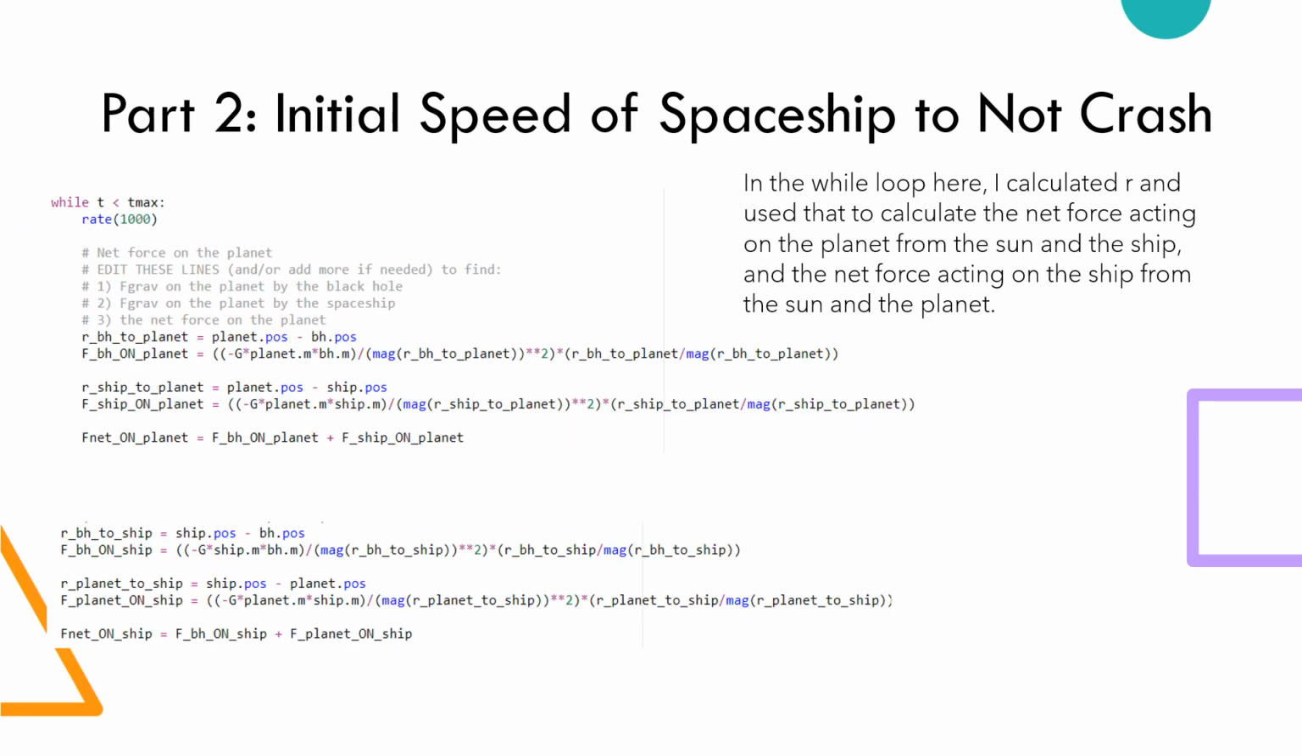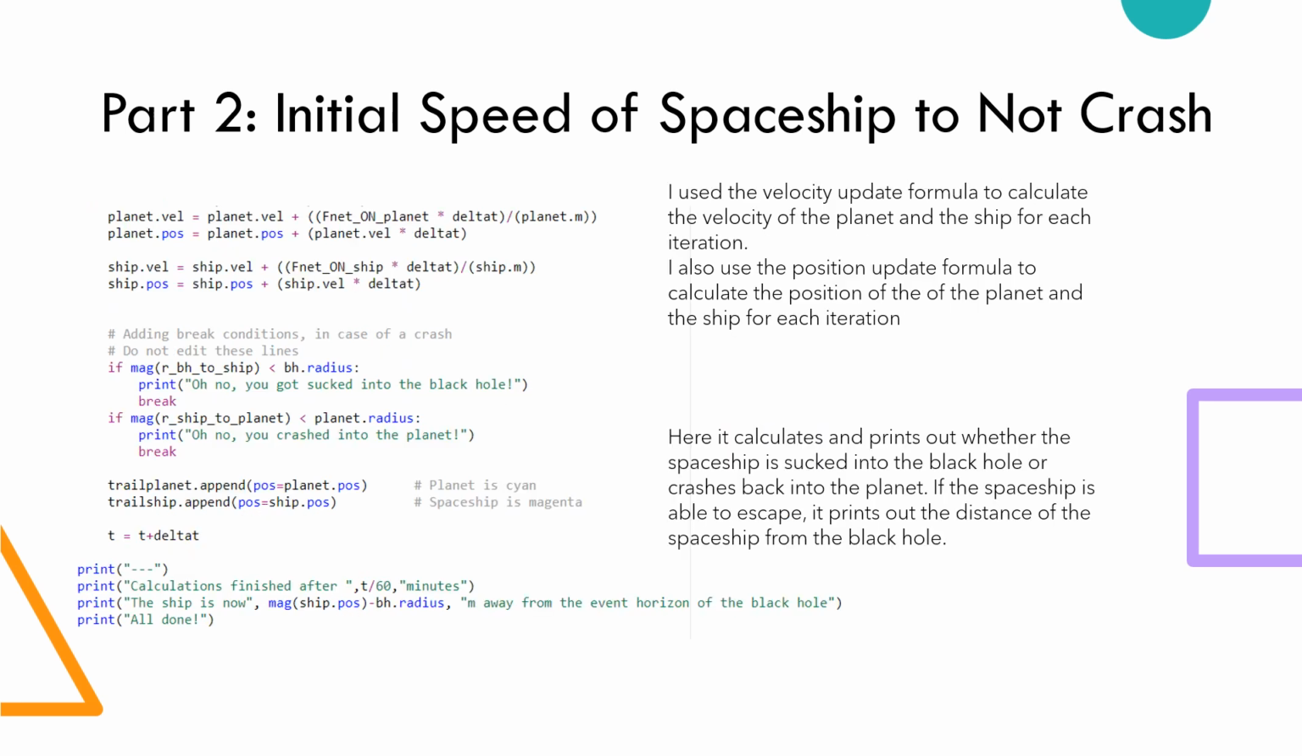In the while loop here, I calculated R and used that to calculate the net force acting on the planet from the sun and the ship, and the net force acting on the ship from the sun and the planet. I used the velocity update formula to calculate the velocity of the planet and the ship for each iteration. I also used the position update formula to calculate the position of the planet and the ship for each iteration. Here it calculates and prints out whether the spaceship is sucked into the black hole or crashes into the planet. If the spaceship is able to escape, it prints out the distance of the spaceship from the black hole.